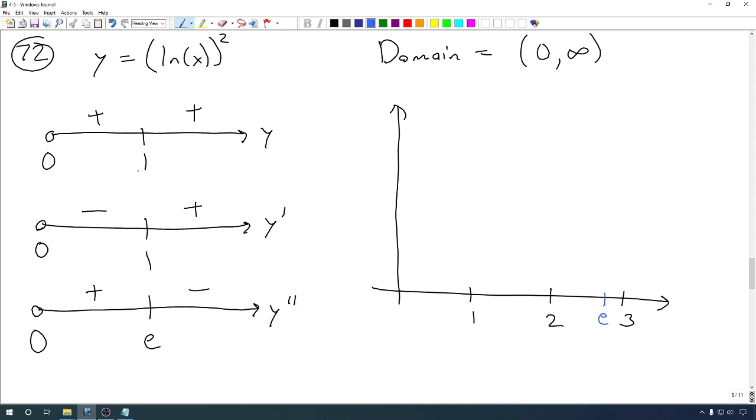We know at 1 it does bottom out at 0. We also know that e is an important point on our graph. At e, what is the value of our function? Well, the natural logarithm of e is equal to 1, and 1 squared is obviously 1 as well. So we can go ahead and say that that's 1 there. Maybe I'll even label them. We have an e, we get up to 1.